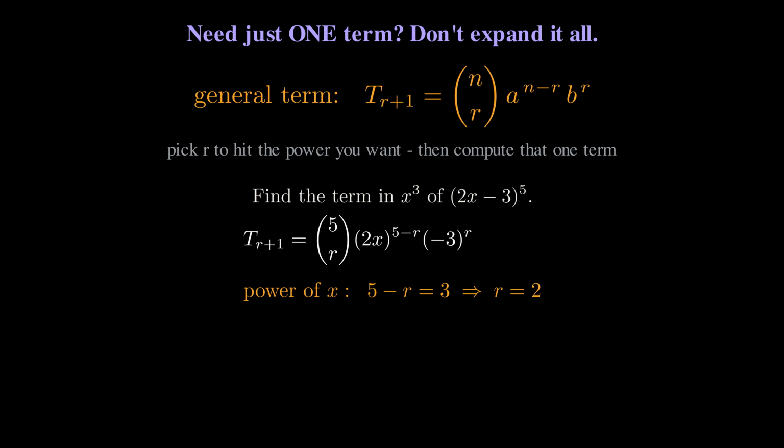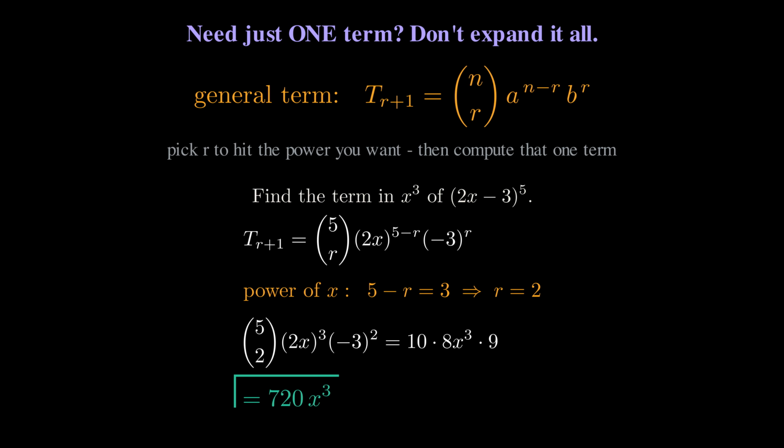Sub that in. 5 choose 2 is 10. (2x) cubed is 8x cubed, and (minus 3) squared is positive 9. 10 times 8 times 9 is 720. The term is 720x cubed. And I never expanded the whole bracket.